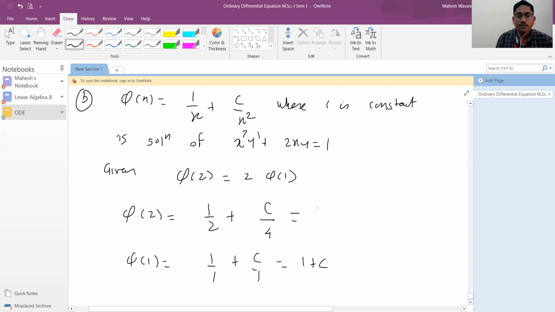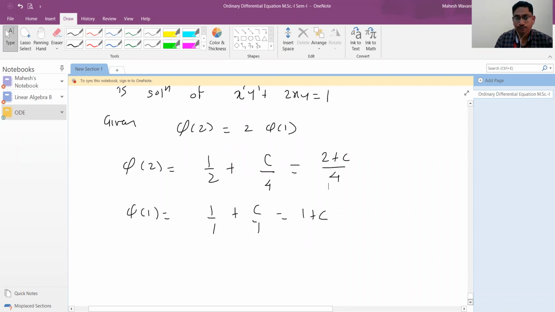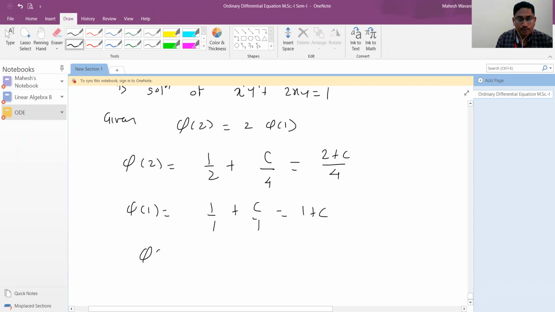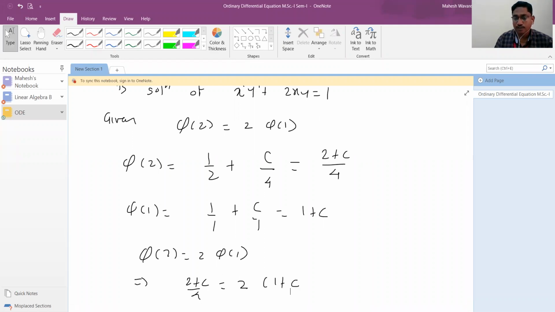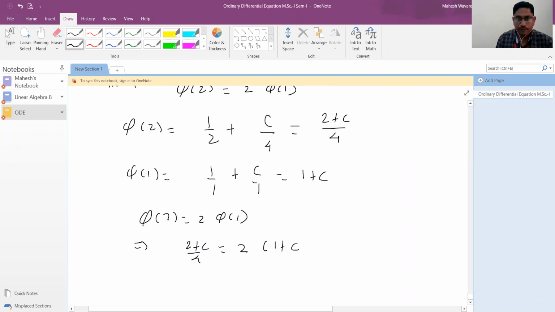So this addition becomes, we can add them, what will come? 2 plus c upon 4. So it is known that phi of 2 is 2 times phi of 1. So this implies 2 plus c upon 4 is phi of 2, which is 2 times phi of 1. Phi of 1 is 1 plus c. And from this equation, you just find the constant c. You can calculate and find out easily: 2 plus c is equal to 4 into 2, that is 8, 8 plus 8c.